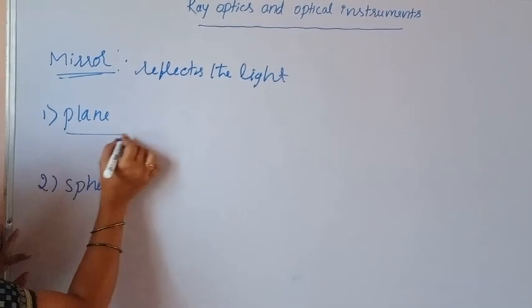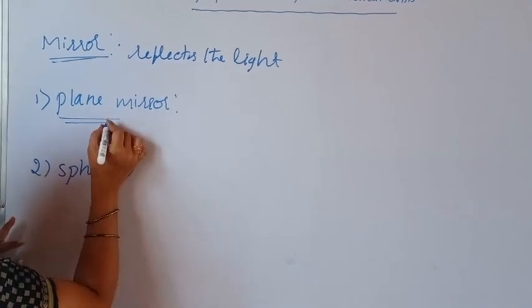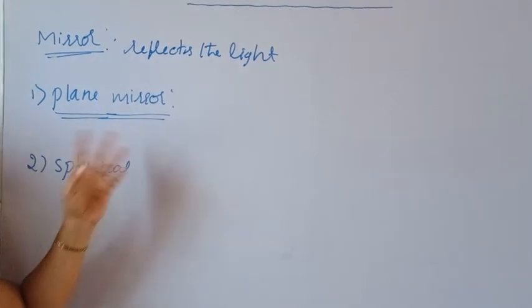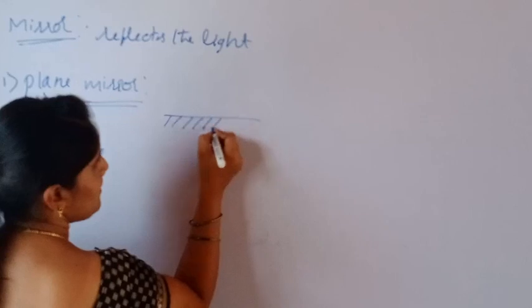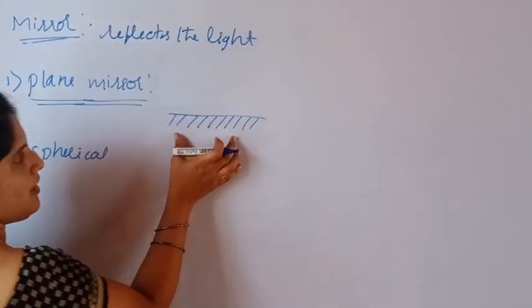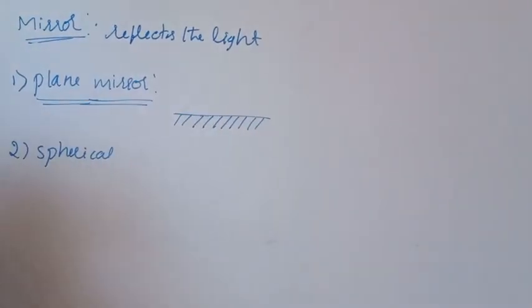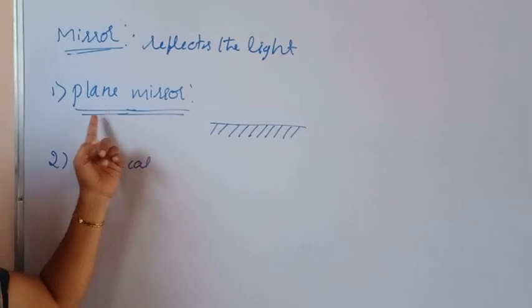Let me tell you about the plane mirror. What is a plane mirror? If the reflecting surface is plane, then it is known as a plane mirror. This is the plane mirror. This slanted line indicates the non-reflecting surface and this line indicates the reflecting surface. A mirror whose reflecting surface is plane is known as a plane mirror.